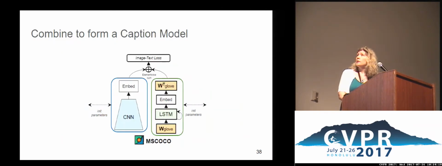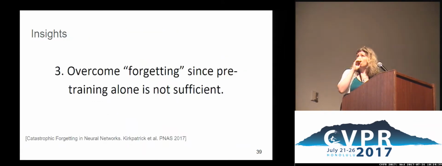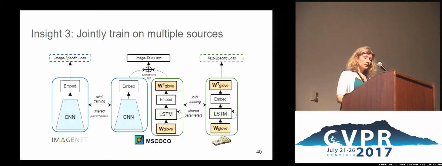And so then we combine these two parts into a captioning model. But you might say, well, this isn't really different from existing models. But the problem with this is that it leads to catastrophic forgetting. So if we fine-tune or train this model on captioning data, we'll forget all the objects it learned about in ImageNet. So the final insight here is to overcome this forgetting by training jointly. So we propose a joint loss that we use to train simultaneously on all of these data sets. Okay, so that's the main high-level idea.